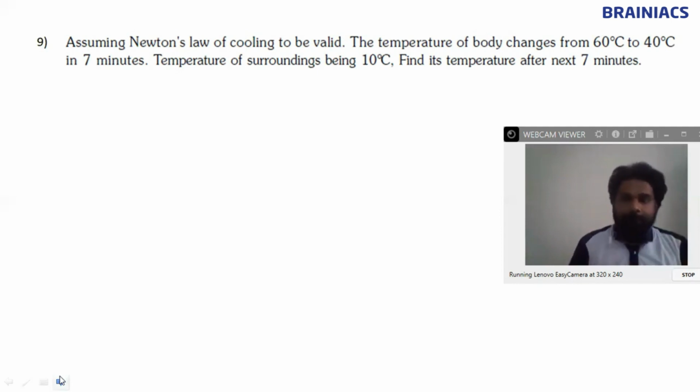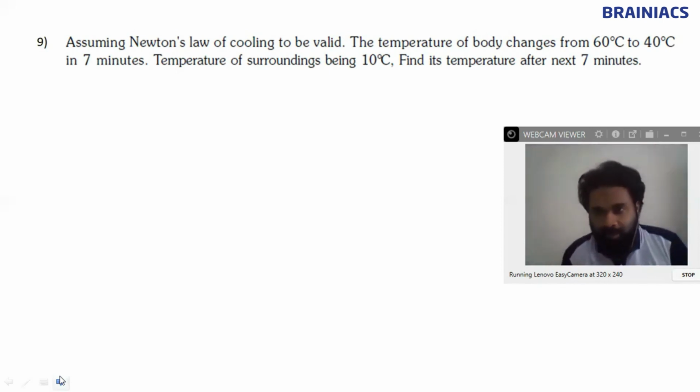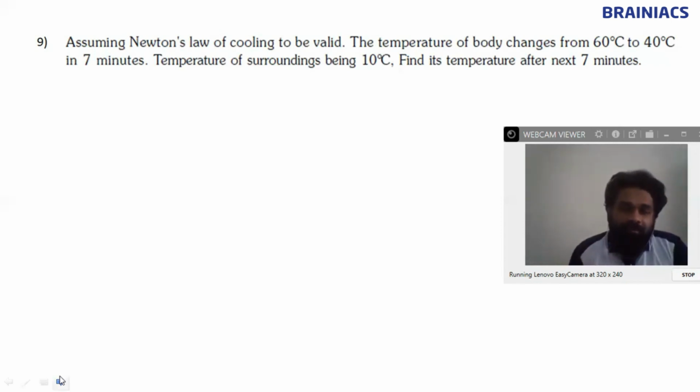Temperature of the body changes from 60 degrees Celsius to 40 degrees Celsius in 7 minutes. Temperature of the surroundings is 10 degrees Celsius. Find its temperature after the next 7 minutes. So there can be a natural temptation, like from 60 degrees to 40 degrees Celsius.